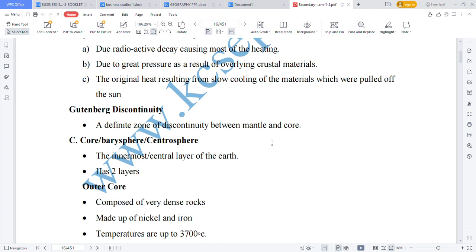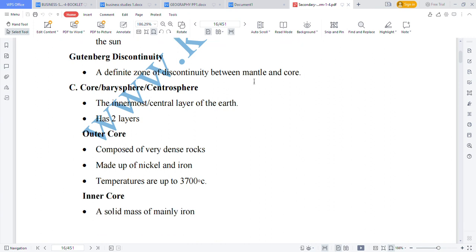Then we have Gutenberg discontinuity. This is a definite zone of discontinuity between the mantle and the core.